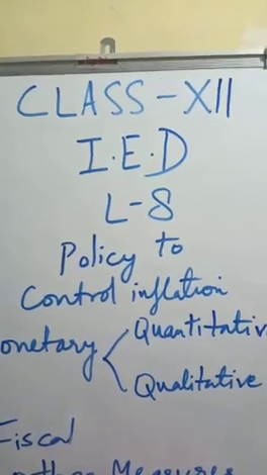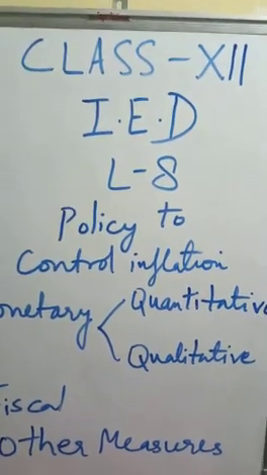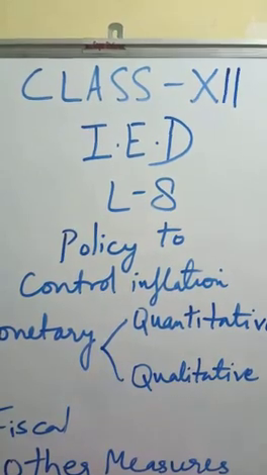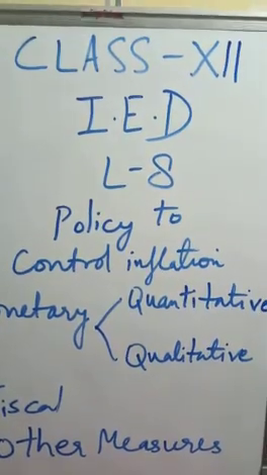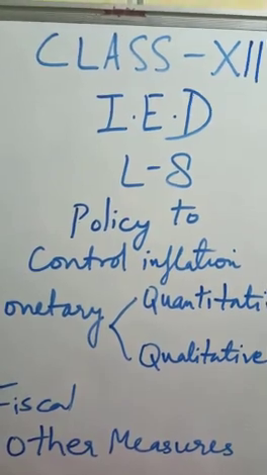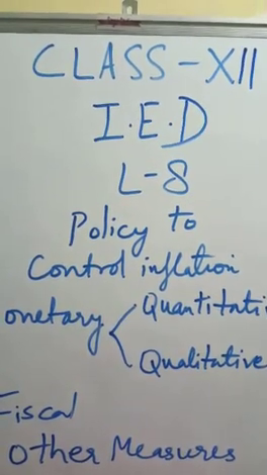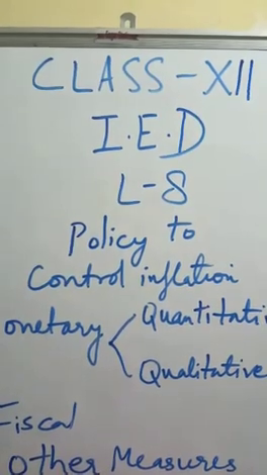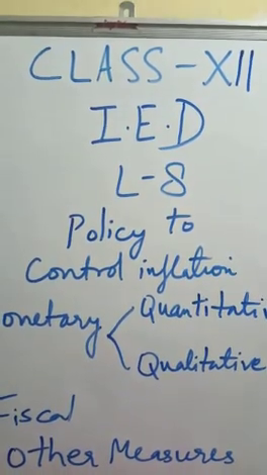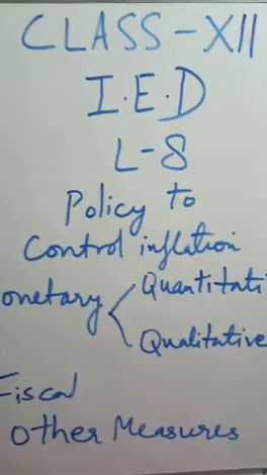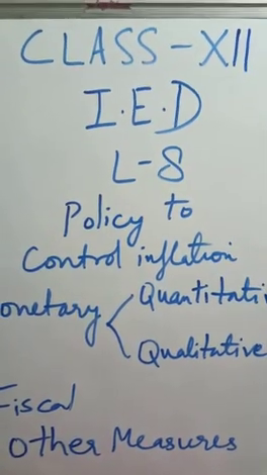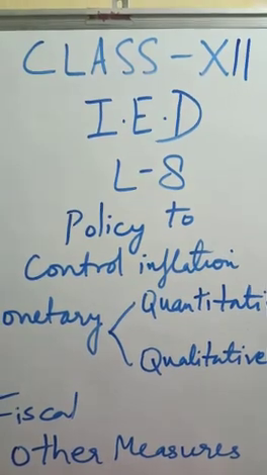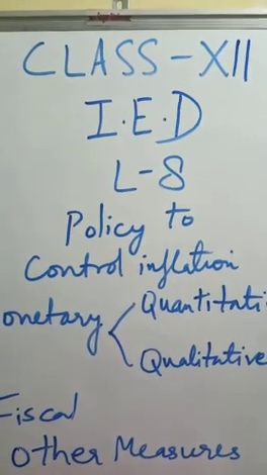Quantitative instruments are increase in bank rate, open market operations, and increase in LRR, that is legal reserve ratio. It means CRR and SLR. Now, qualitative instruments. Qualitative instruments include increase in the margin requirement, then comes moral suasion, and finally selective credit control system.